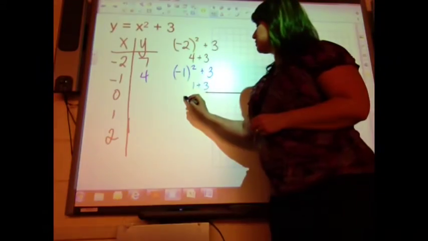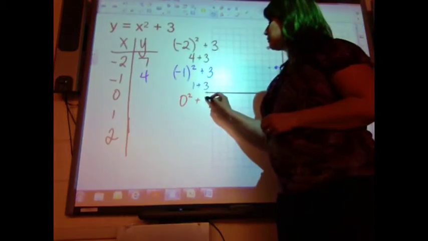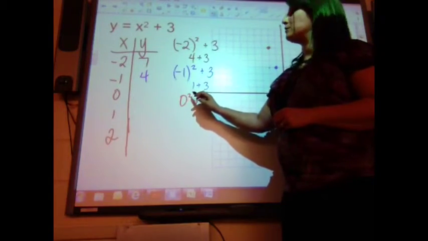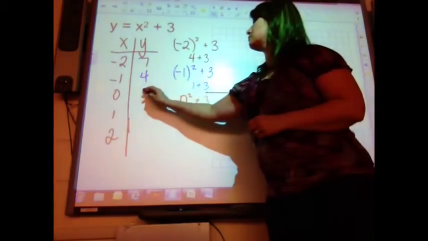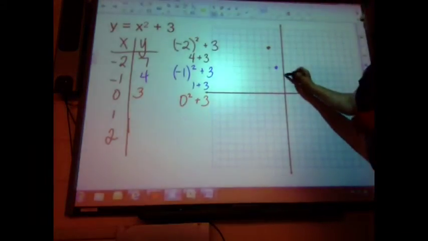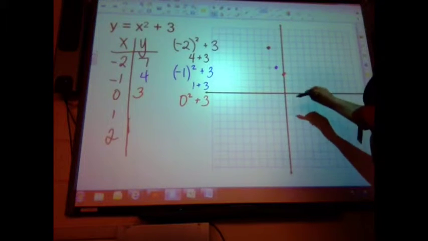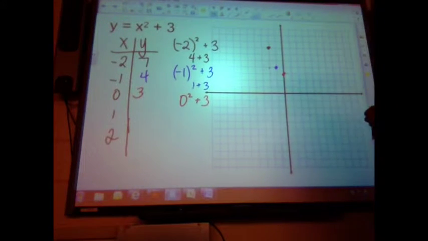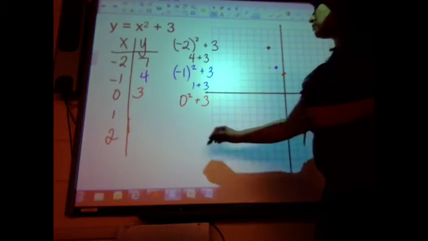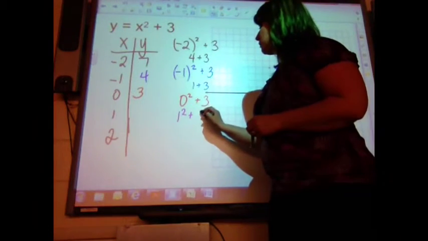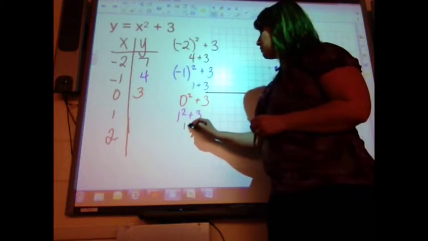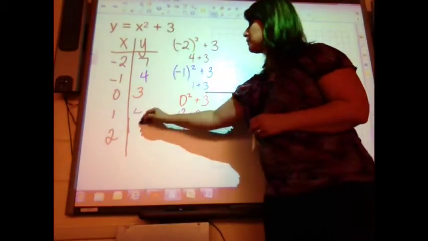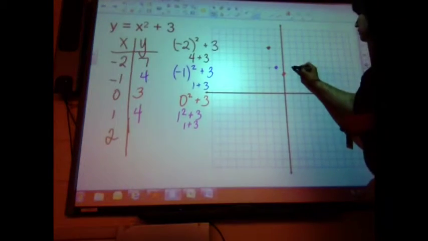Then I do the same with the 0. So 0 squared plus 3. 0 times 0 is 0. 0 plus 3 is 3. 0, up 3. Then I do the same thing, but with a positive 1. So I do 1 squared. 1 squared is 1. 1 plus 3 is 4. So I go 1 to the right, up 4.